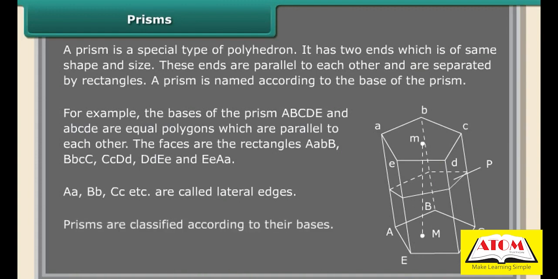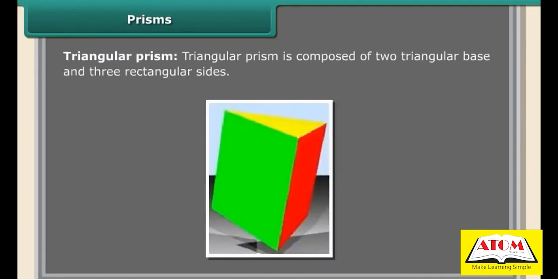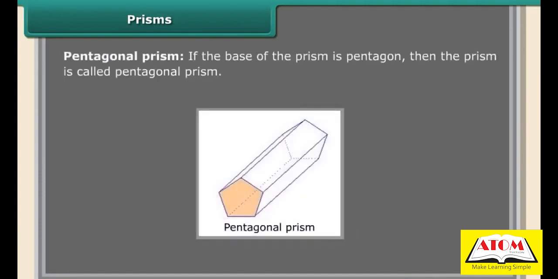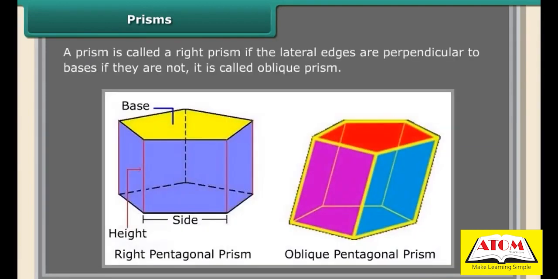Prisms are classified according to their bases. Triangular prism: triangular prism is composed of 2 triangular bases and 3 rectangular sides. Pentagonal prism: if the base of the prism is pentagon, then the prism is called pentagonal prism. A prism is called a right prism if the lateral edges are perpendicular to the bases. If they are not, it is called oblique prism.